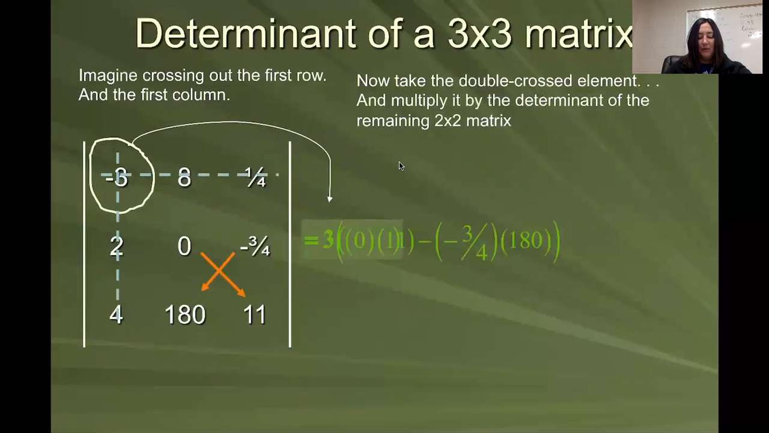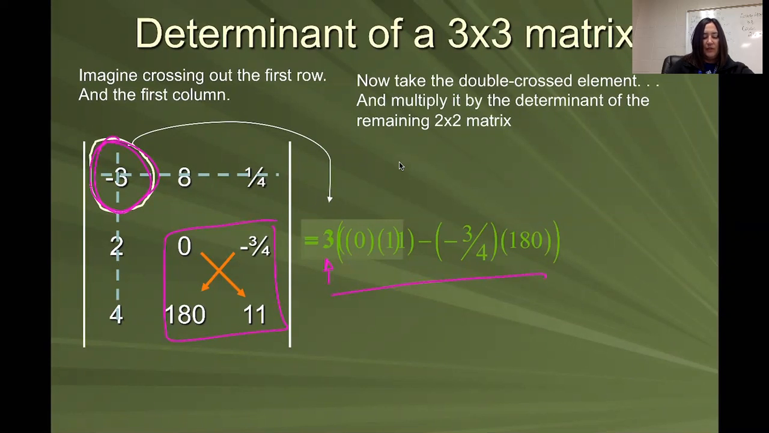With a 3x3 matrix, it's a little more complicated. What we have to do is start in one spot. Here we're starting with this -3. So we put the -3 here, and then we eliminate those rows. You can see that there's a dotted line crossing it out. Then we do the determinant of this 2x2 matrix that's down here in the corner. So we're going to take 0 times 11 minus -3/4 times 180. So that's our first piece.